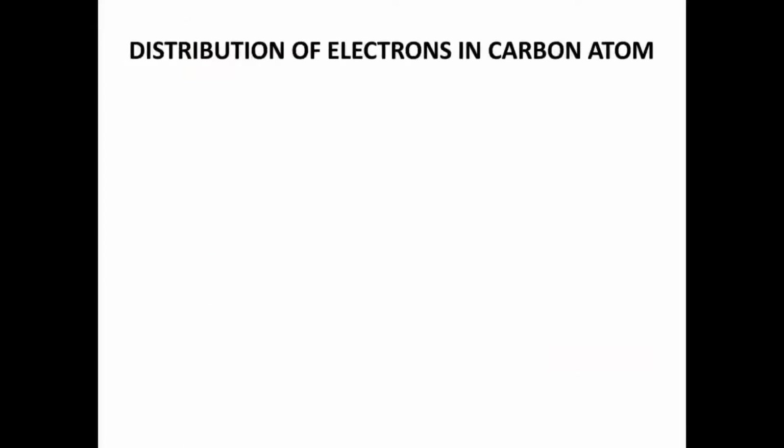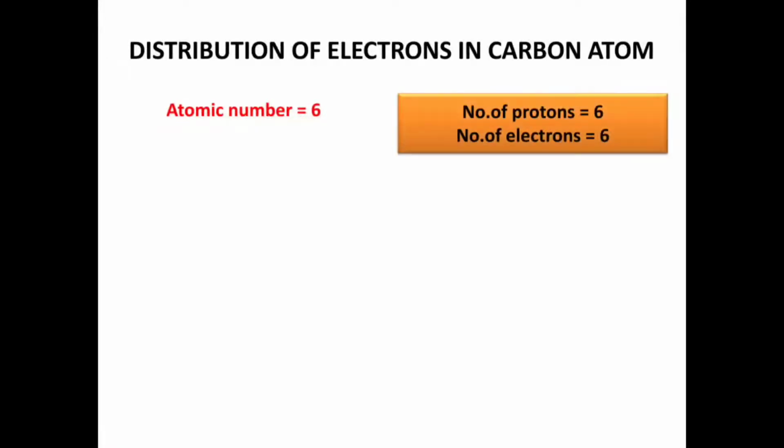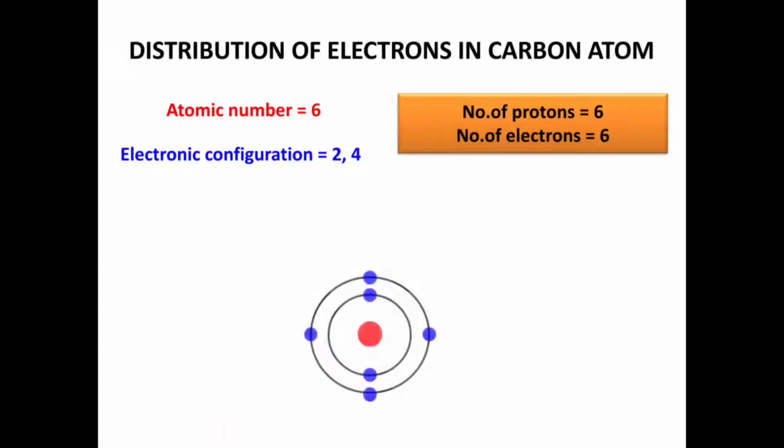Let us now see the electron distribution in the carbon atom. The atomic number of carbon is 6. It means carbon atom contains 6 protons and 6 electrons. The electronic configuration of carbon is 2, 4. And here goes the atomic orbital diagram of carbon atom. So, carbon atom has 2 electrons in the first orbit and 4 electrons in the second orbit.